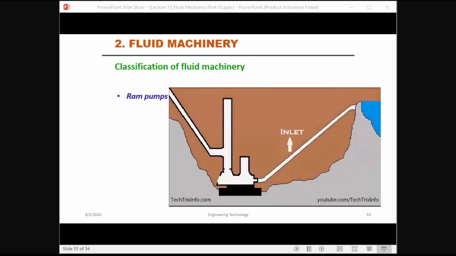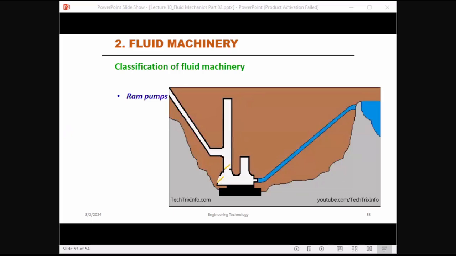So now let's see the internal working of the ram pump in close up and identify the components. So there's the ram pump. That's the inlet where the water is coming inside due to gravity. There's the waste valve over there. Then we have the delivery valve. That's the pressure chamber and that's the delivery pipe. So let's see how it works.